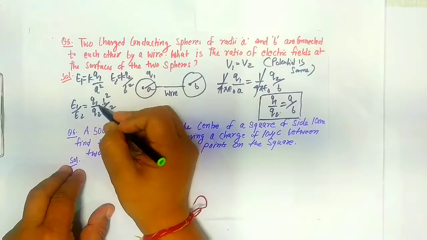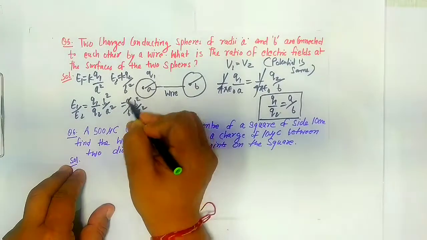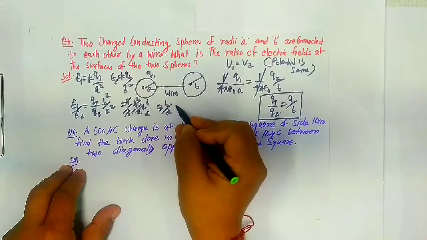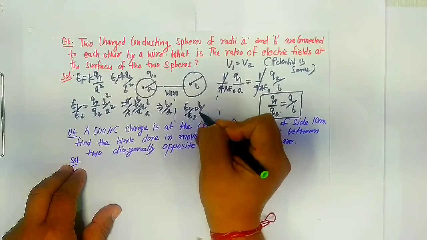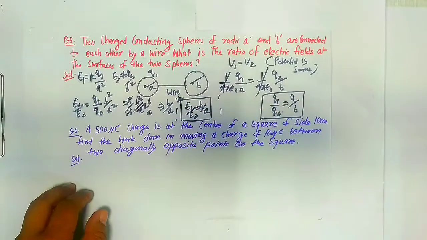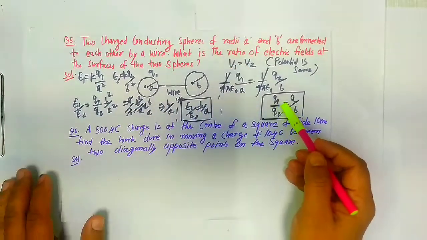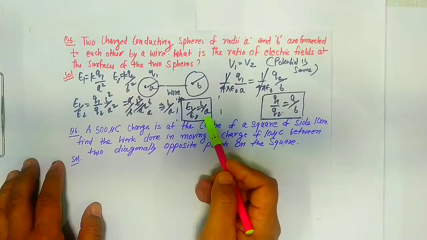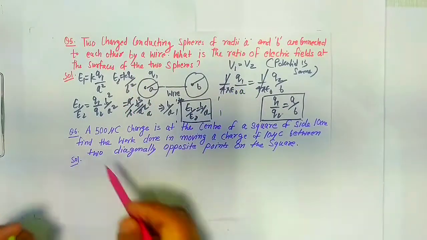Got it? And then you put Q1 by Q2 as A by B here. So A by B into B square by A square. So got it? So what is the answer? It is B by A. So finally the answer is E1 by E2 is B by A. This is the ratio of the electric field. Very easy question and important, because the potential is same. You get the ratio of the charge, and then we know the electric field, and you will find that it is B by A. The charges are not same. Charges will be different.